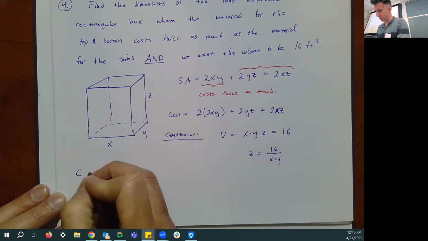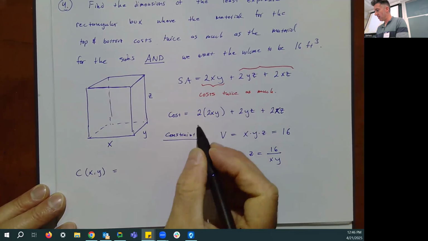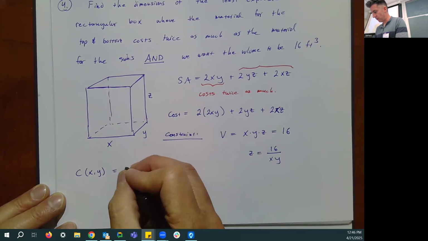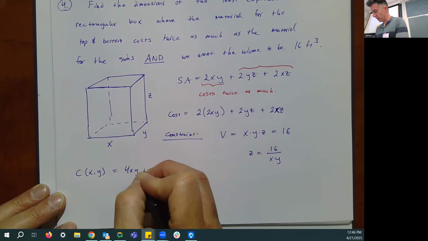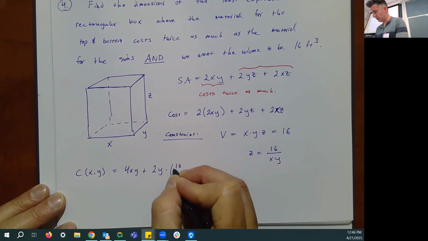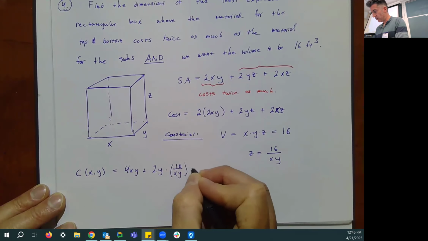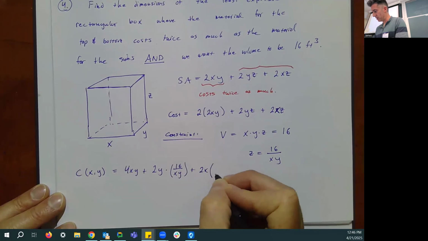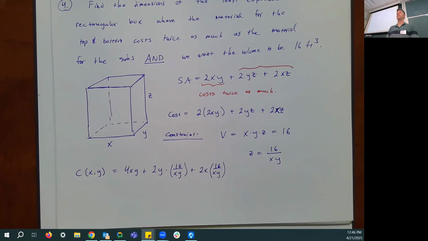So in our cost equation, now, which will be dependent just on x and y, I have 2 times 2xy, which is 4xy, plus 2 times y times what we're plugging in for z, which is 16 divided by xy, plus 2 times x times 16 divided by xy. And I definitely think it's worth our time to simplify this before we start taking partial derivatives.